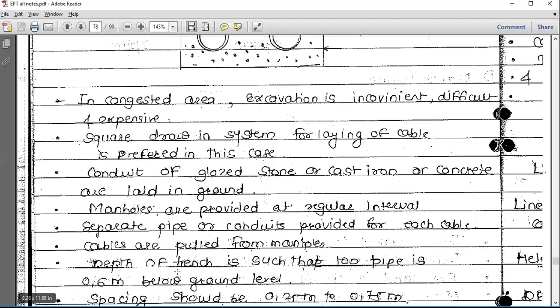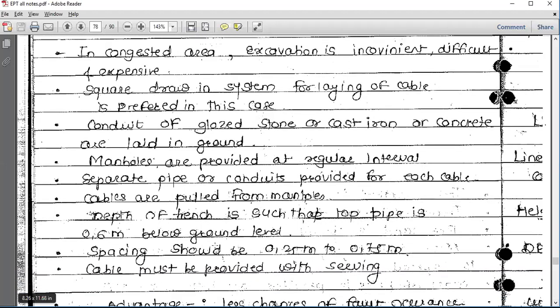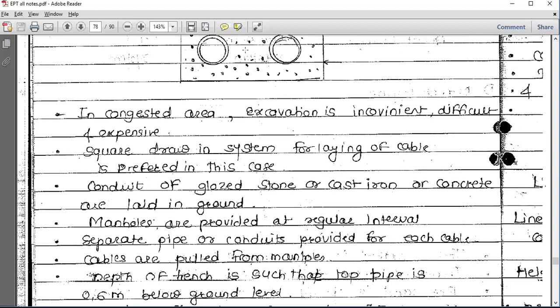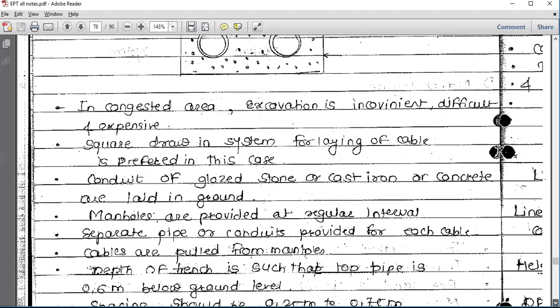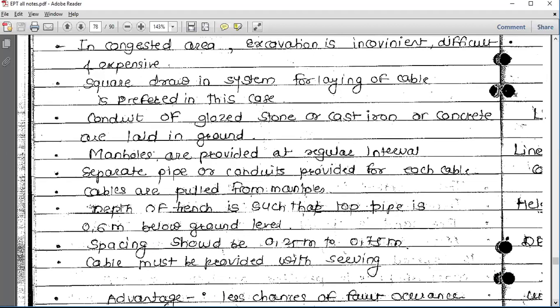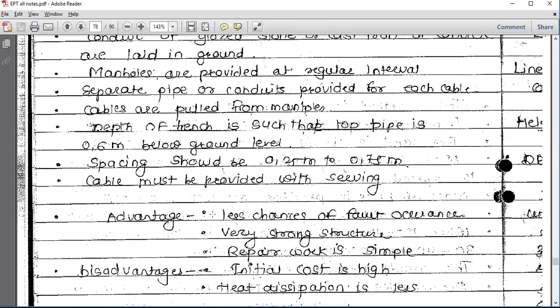Then the depth of the trench is such that the top pipe is 0.6 meter below the ground. That means the top of the pipe is 0.6 meter below the ground, and the spacing should be 0.25 meter to 0.75 meter. Spacing in between two cables, that is spacing in between two holes, is about 0.25 to 0.75 meter. Then the cable must be provided with serving in order to protect the inner part of the cable from mechanical damage.